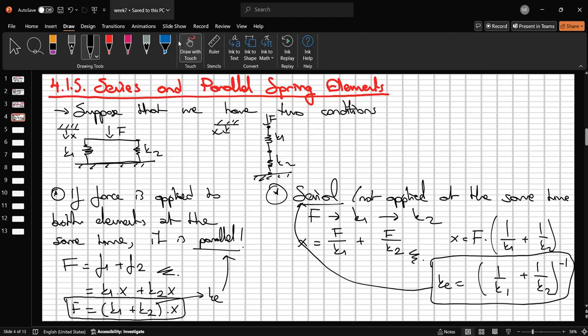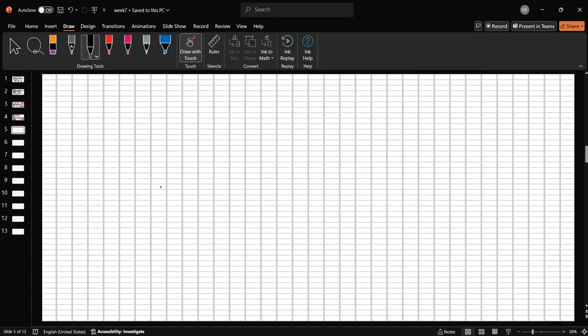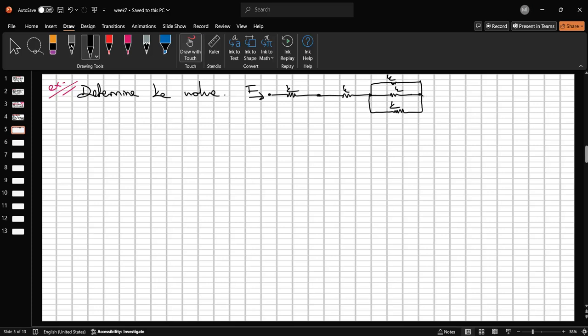Okay. If this is the case, then we can move to the examples. Determine the k equivalent value for a given system. F, K, K, K, K, K. Okay? And this is the wall.